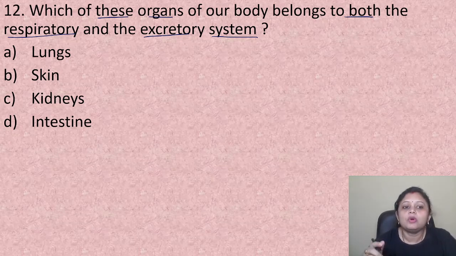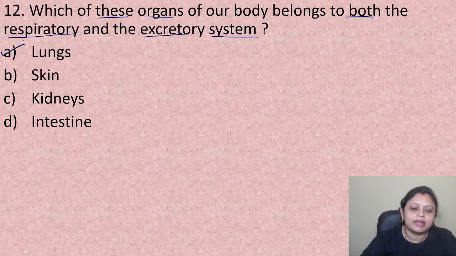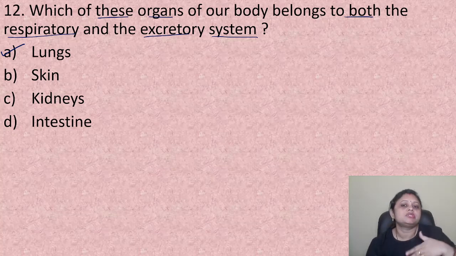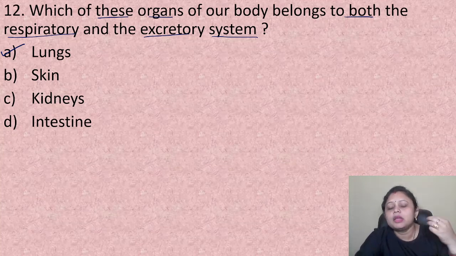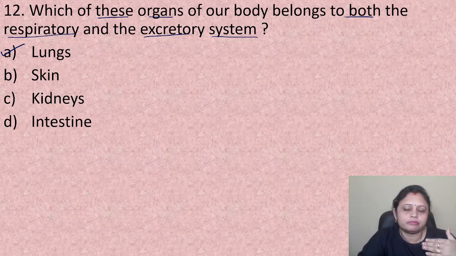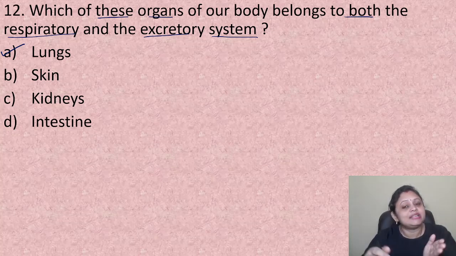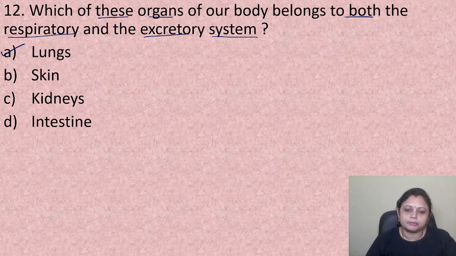Okay, so here the correct answer is option A, lungs, because lungs are involved in the exchange of gases, right? Oxygen is used, carbon dioxide is removed, and as a function of the excretory system, carbon dioxide is like a waste for our body. So it is removing the waste. That's why it is also considered as part of the excretory system.